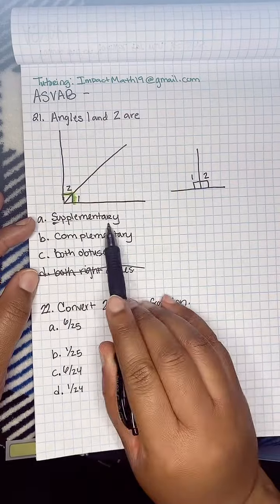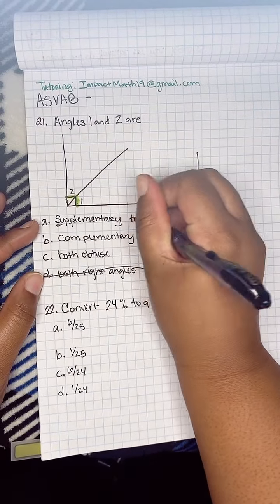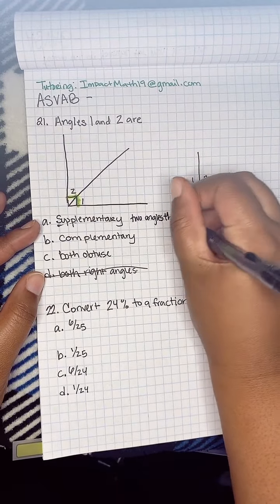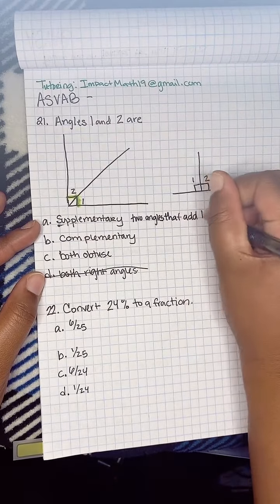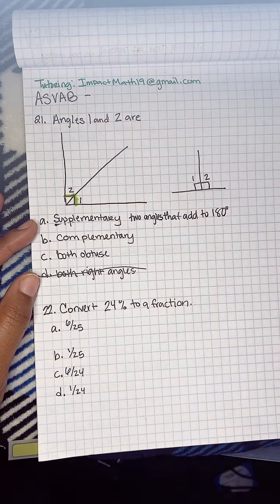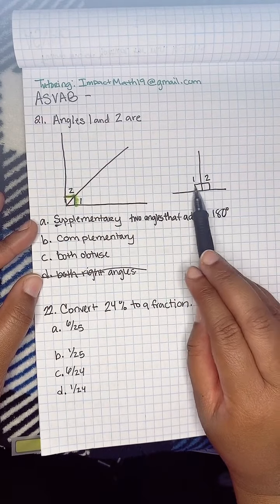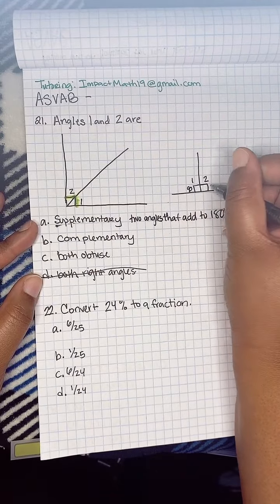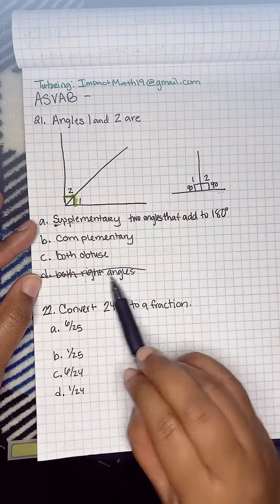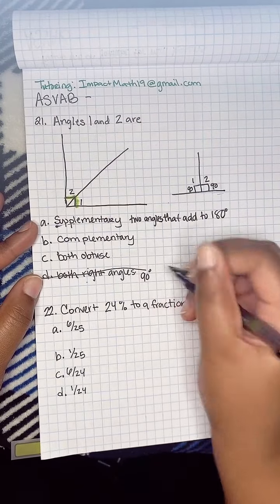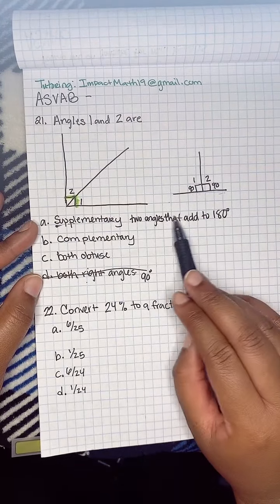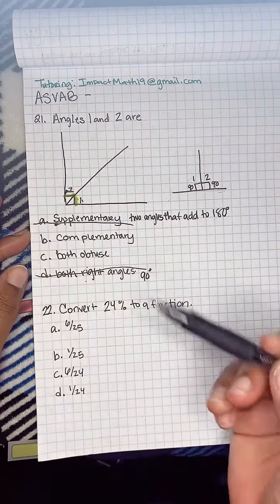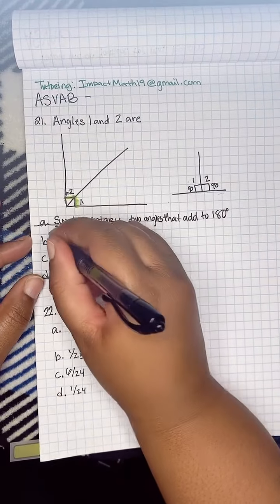Okay, so supplementary means two angles that add to 180 degrees. So in the case of these two, angle 1 and 2 are supplementary because this is 90 and this is 90. So right angles are 90 degrees. So it would be 90 plus 90. So that's why it would be 180. So these are not 180. So what it is, it is B.